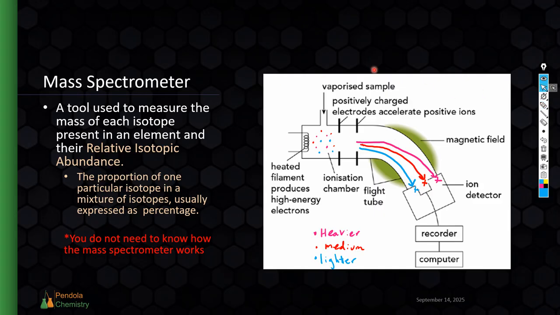So that's the basics of how a mass spectrometer works. Again, this is a very complex machine, and you don't need to know how it works, but I do think it's a valid way of reasoning what you're looking at with the mathematics.